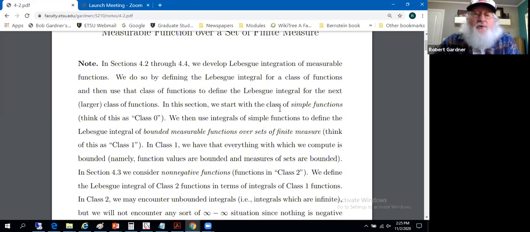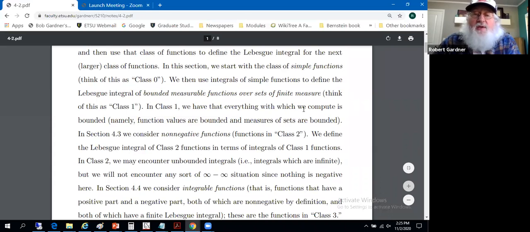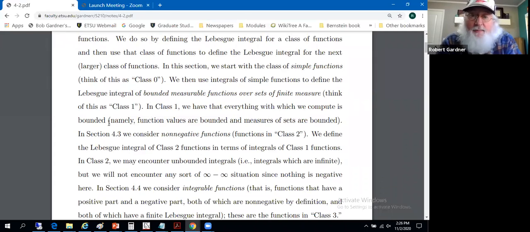So we'll start with simple functions. We'll then use integrals of simple functions to define the Lebesgue integral of bounded measurable functions over sets of finite measure. So these are the functions of this section. Think of these as the class 1 functions. And it's fairly clear from the title of this section, we have everything with which we'll compute bounded. We'll compute using function values, and we've got bounded functions, and we'll compute using measures of sets, and we've got sets of finite measure.